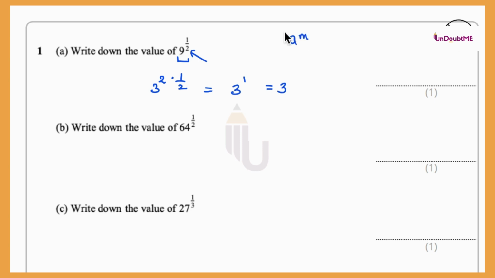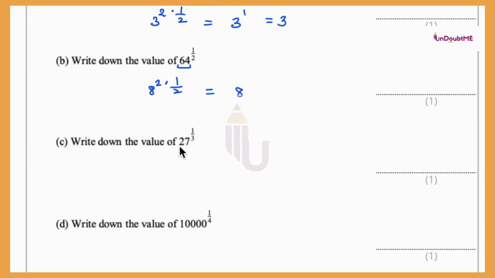The rule used over here is a to the power m, whole to the power n, is a to the power m times n. So when a power is raised to a power, the powers get multiplied. That is what we will be using in the questions. 64 can be written as 8 square to the power 1 by 2. Answer will be 8. Then 27.